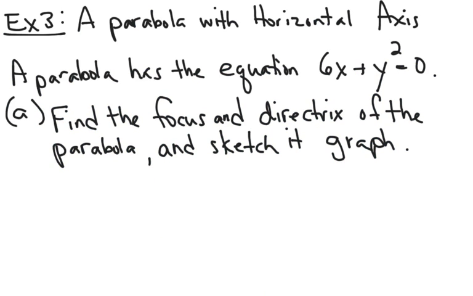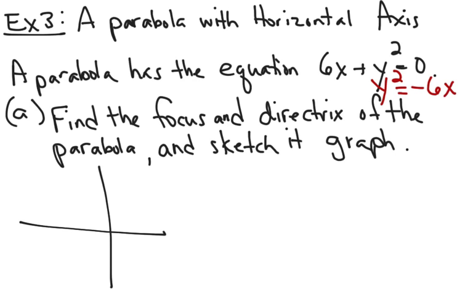Now let's talk about a parabola with a horizontal axis. A parabola has the equation 6x plus y squared equals 0. Find the focus and the directrix of the parabola and sketch its graph. Well, sketching its graph can be pretty easy. If I draw myself a little sketch here, I know that this is y squared is equal to negative 6x. So if it starts with a y squared as opposed to an x squared, it's going to open left or right. How do I know which way it's going to open? Well, 4p is negative, so it must open this way.